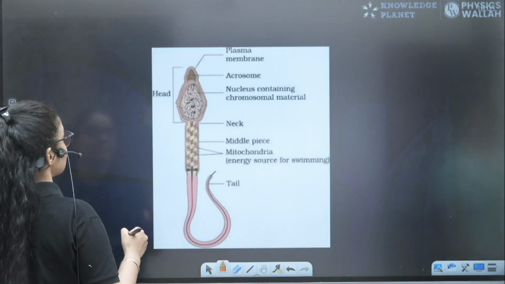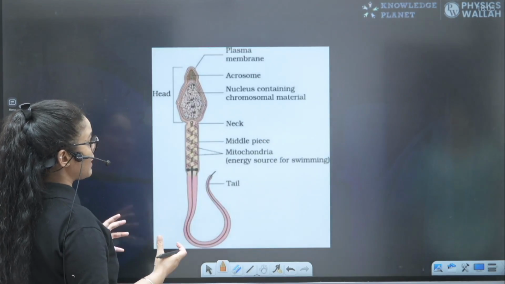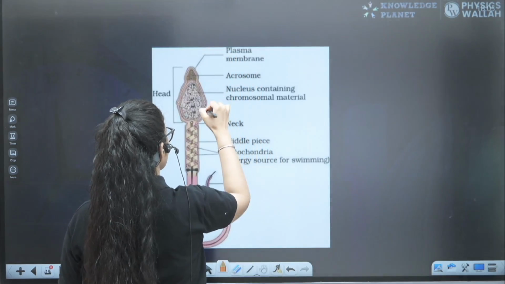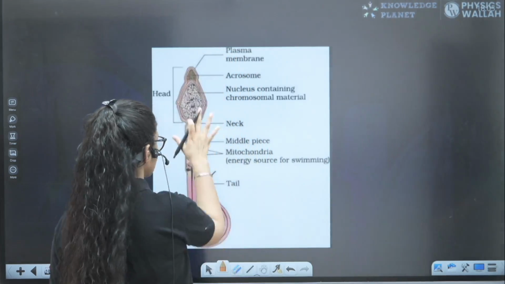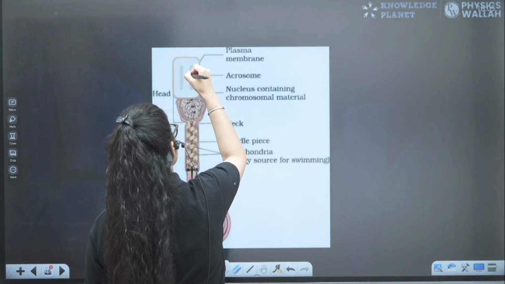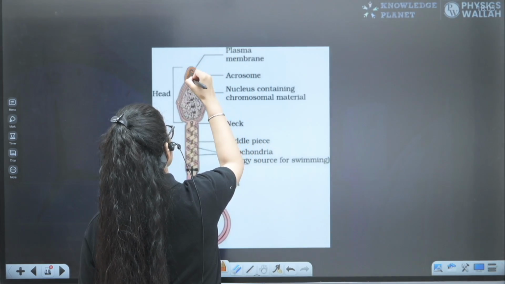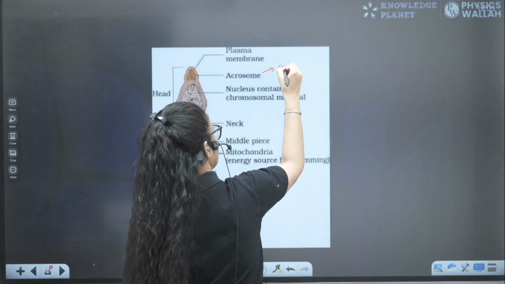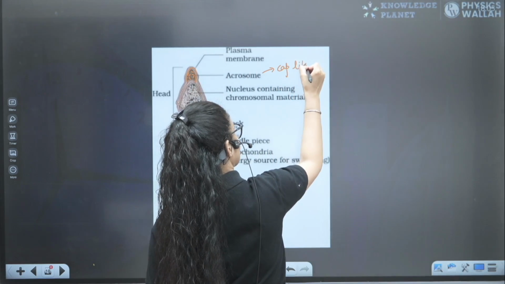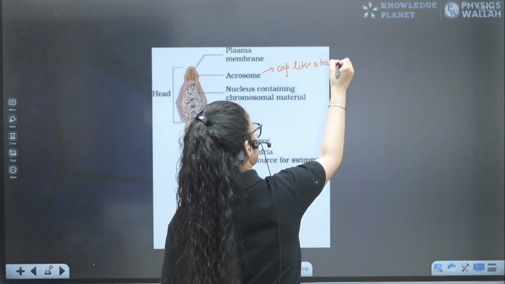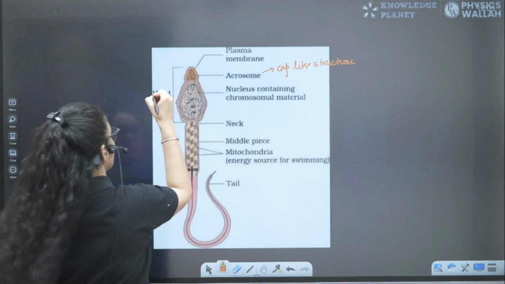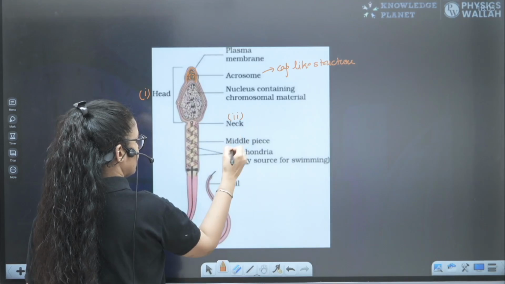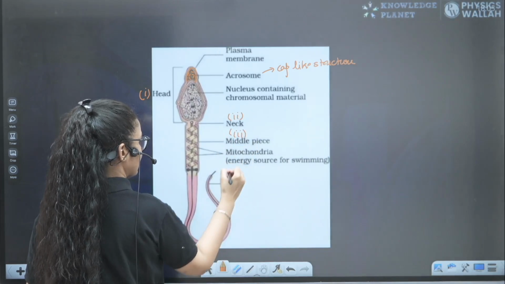So let's see the structure of the spermatozoa. This is how the spermatozoa look. Obviously it has a very thin plasma membrane, which is enclosing the whole sperm. The acrosome is this cap-like structure. All these sperms have one head, a neck region, a middle piece, as you can see, and a tail.